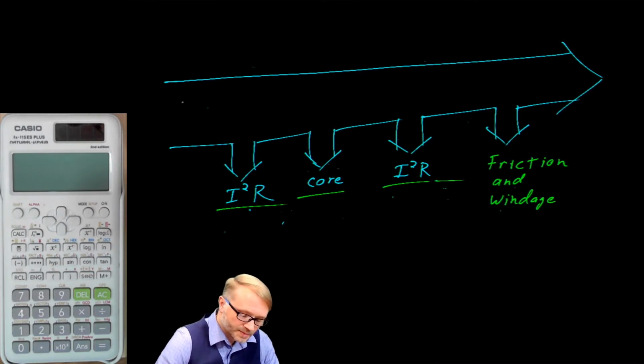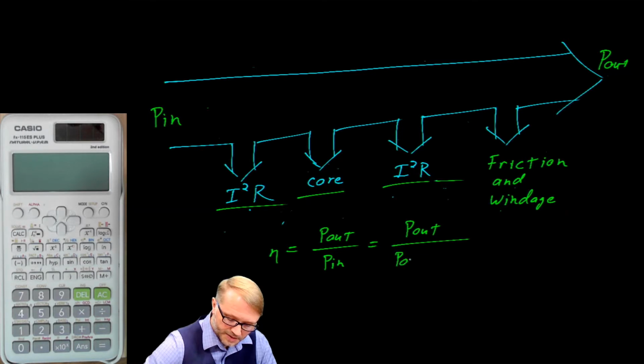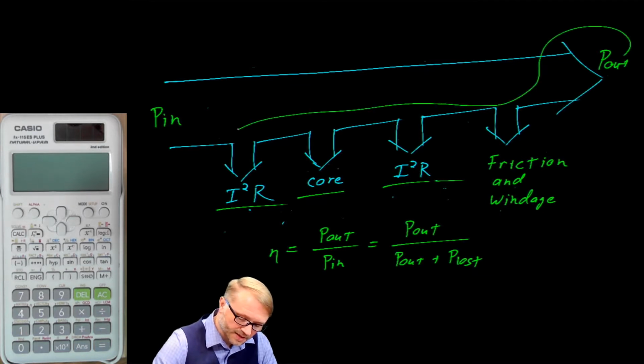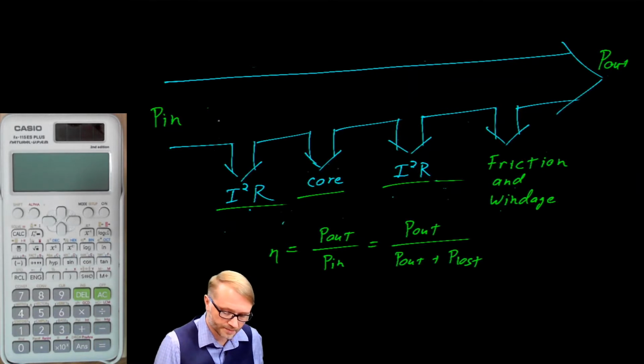Either way, our descriptions remain the same. We still have a power in, we have a power out, we have an efficiency, which is defined as the power out over the power in. That can also be described as a power out over a power out plus a power lost, where this is the power out and these are the power lost. Together, they better equal the power in.